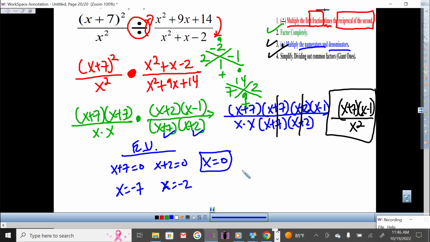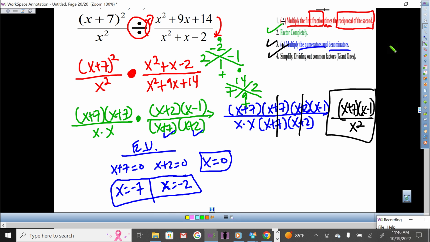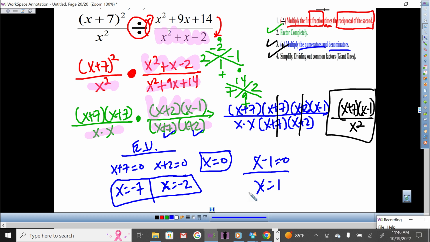Before you close, hold on. I'm missing one. This one is here, yes? This one is here. Hold on before you leave. However, what was the original denominator? That one, right? Which is this one, which is that one. So what am I missing? X minus 1 equals 0, so x equals 1.